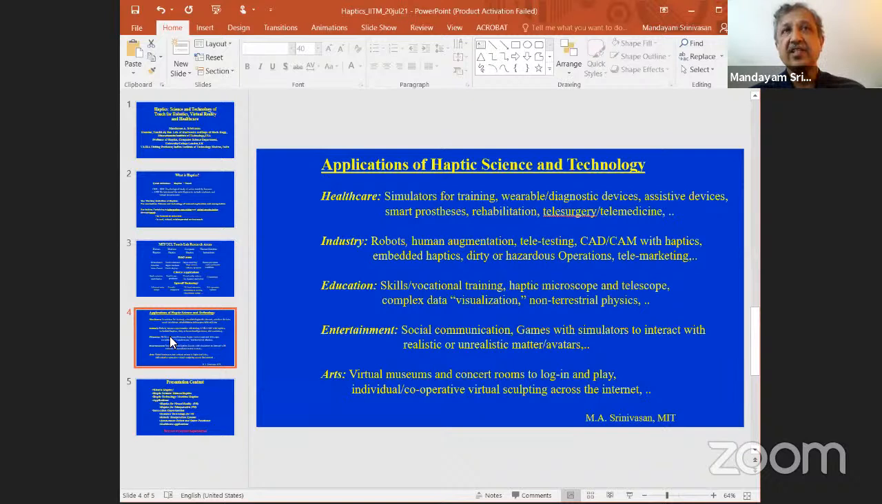Then, of course, we have also done in the past, we have demonstrated the first transatlantic touch between our lab at MIT and University College London. We have done brain-controlled machines: there was a monkey at Duke which had electrodes implanted in its brain, and its actions were conveyed to my lab at MIT. So the monkey was at Duke. This was a collaboration with Dr. Nicolelis.